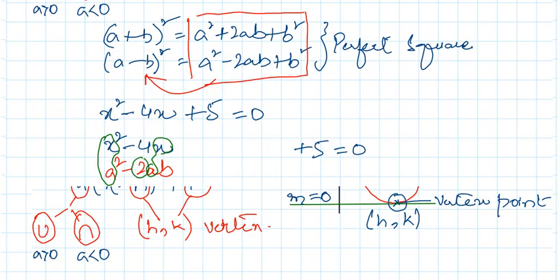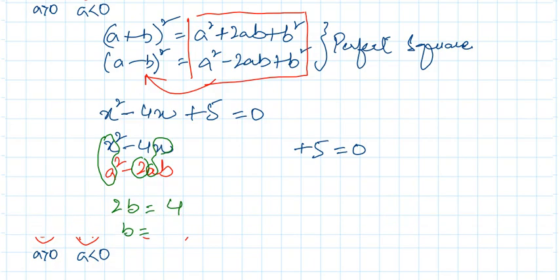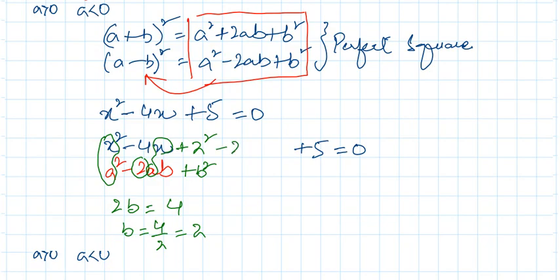This is 2, but this is 4. So can I compare 2b equals to 4? And I can find the value of b just simply dividing 4 by 2, which is 2. If I add b square here, it becomes a perfect square, a square plus 2ab plus b square. So I found the value of b, which is 2. So I'm adding 2 square, and obviously if I'm including something in the equation from myself, I have to subtract it as well to make the equation balance. So this makes the equation a perfect square.